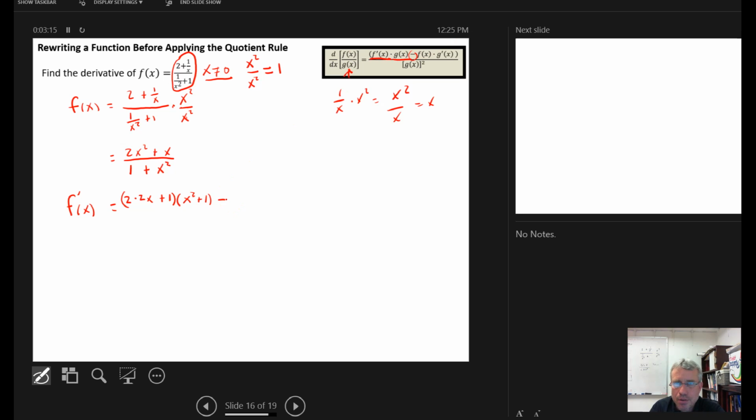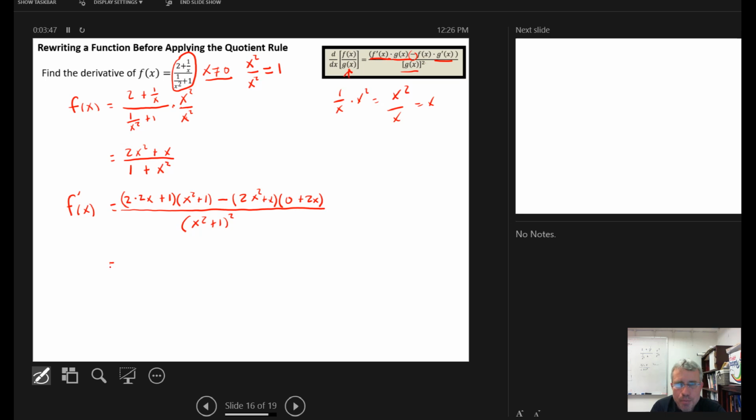Subtract the numerator function, 2x squared plus x, times the derivative of the denominator function. And the derivative of the denominator, the derivative of a constant 1 is just 0, plus the derivative of x squared is just 2x by the power rule. And this will all be over, from the quotient rule, the square of the denominator function. So take that x squared plus 1 in the denominator and square it.